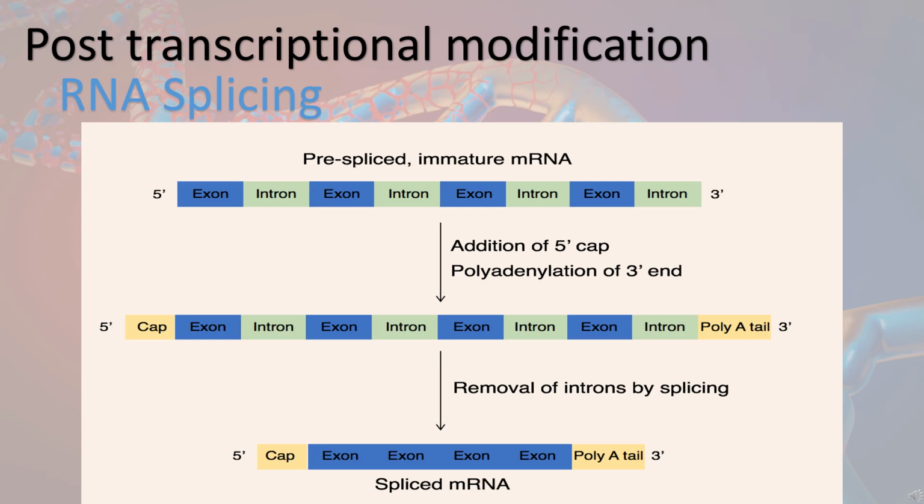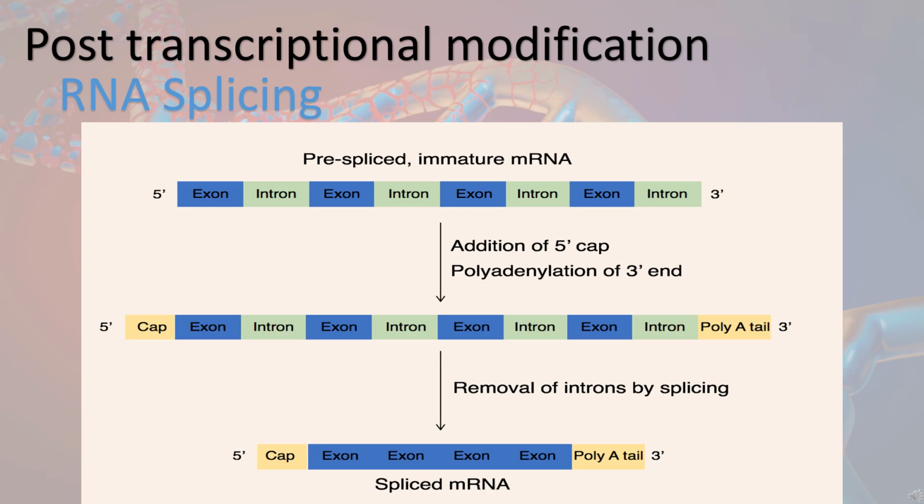Step 3 is the most dramatic edit, RNA splicing. Eukaryotic genes contain non-coding junk segments called introns, interspersed between coding regions called exons. A massive molecular machine called the spliceosome cuts out the useless introns and pastes the remaining exons tightly together. It literally splices the functional code back into a continuous story.